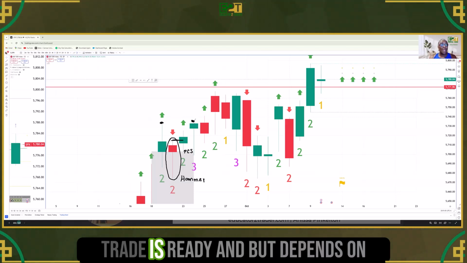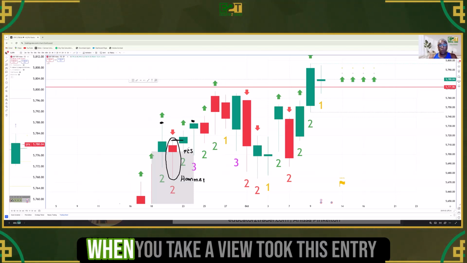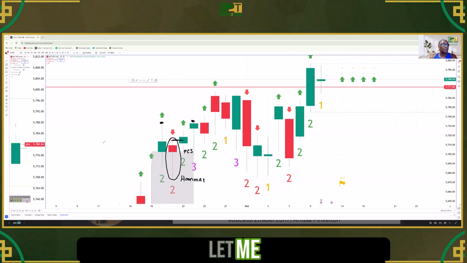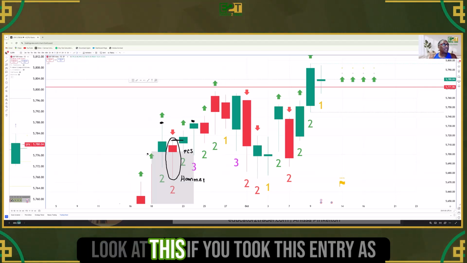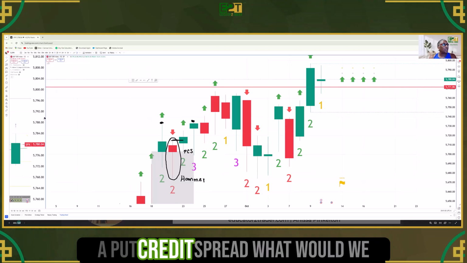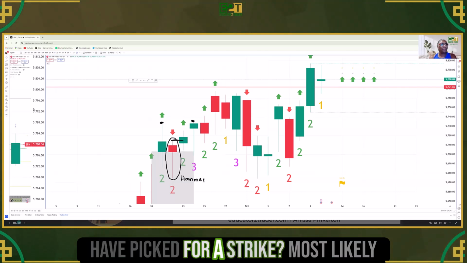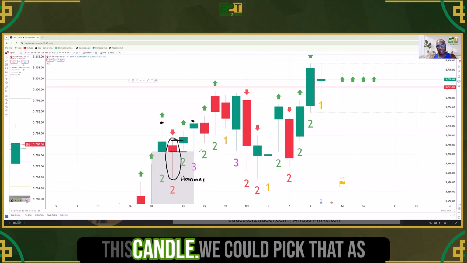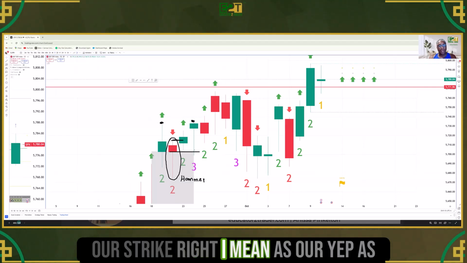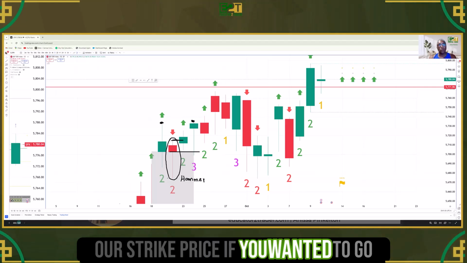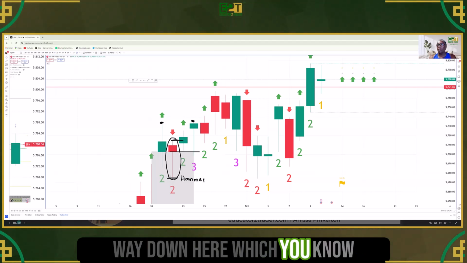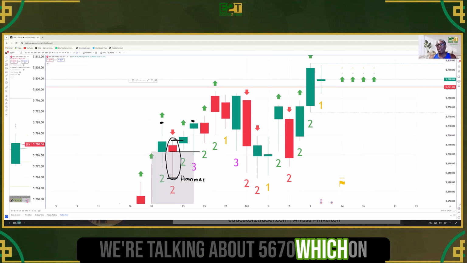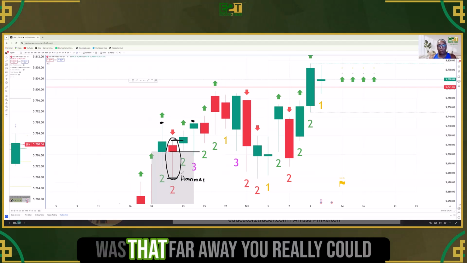but when a trade is ready, but depending on where you think, if you took this entry, let me look at this. If you took this entry as a put credit spread, what would we have picked for a strike? Most likely we would have picked the bottom of this candle. We could pick that as our strike price. If you wanted to go way down here, which, we're talking about 56.70, which on SPX, that really wouldn't feel like it was that far away.